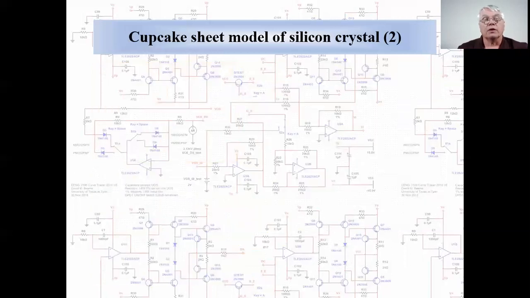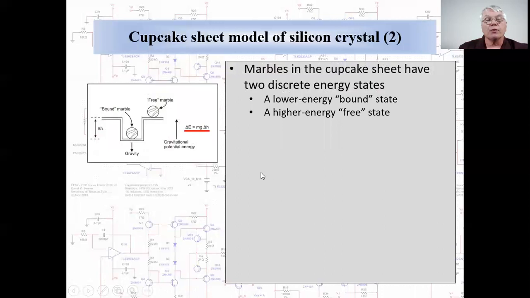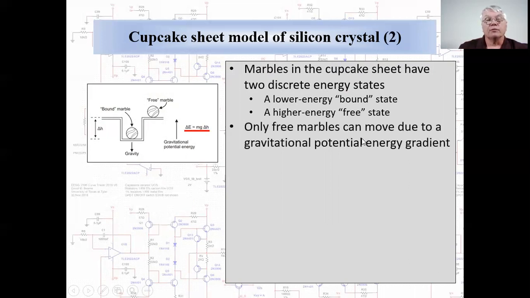Now let's look a little more closely at this cupcake sheet analogy of silicon. Marbles on the cupcake sheet have 2 discrete gravitational energy states depending upon whether they're on the surface of the cupcake sheet or in a well. They have a lower energy bound state where they are trapped in the well. They have a higher energy free state where they can roll easily. The 2 energy levels are separated by an amount equal to the mass of the marble multiplied by the acceleration of gravity and the depth delta H of the well. Only free marbles can move in response to a gravitational energy gradient.